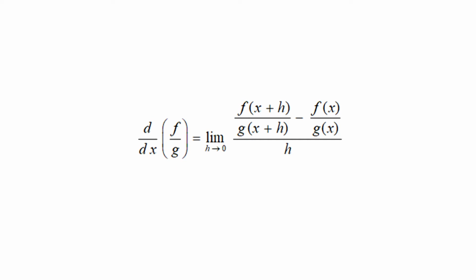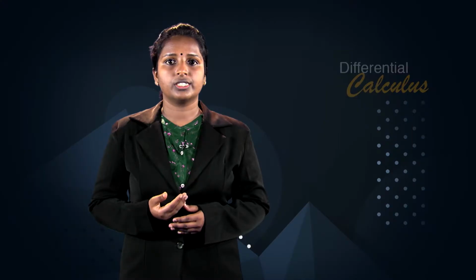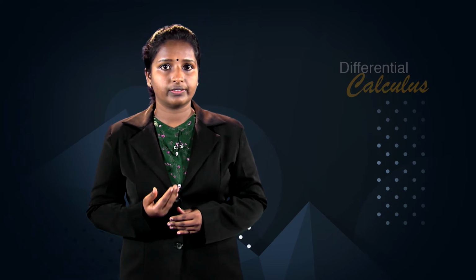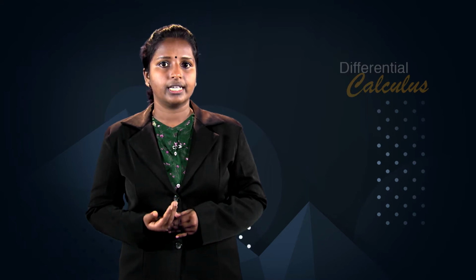d/dx of f/g equals the limit as h approaches 0 of [f(x+h)/g(x+h) minus f(x)/g(x)] upon h, which is equal to the limit of [g(x) f(x+h) minus f(x) g(x+h)] upon [h g(x+h) g(x)] as h approaches 0. To change the last fraction into an equivalent one that consists of the difference quotients of the derivatives of f and g, we subtract and add g(x) f(x) in the numerator.